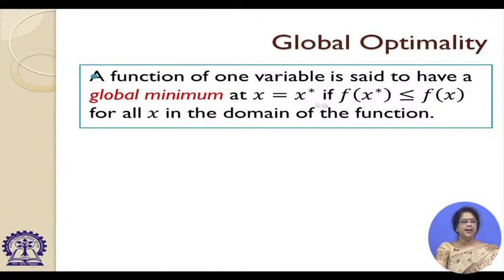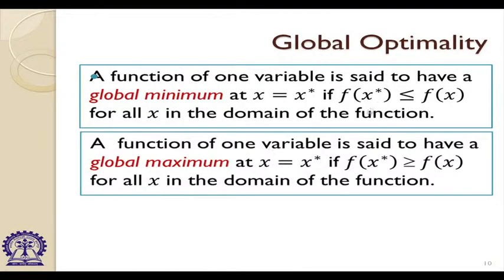All right. Now, you see the function has the global minimum at the point x equal to x star if f(x star) is less than or equal to f(x) for all x in the domain of the function. That means no point gives a better value for f in the minimum case. Similarly, for the global maximum, if no point in the domain of the function has a higher value than f(x star), then that is the global optimal.